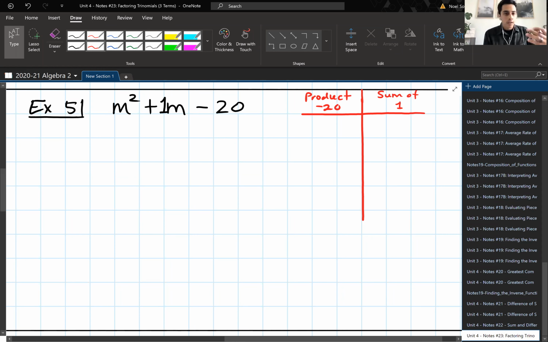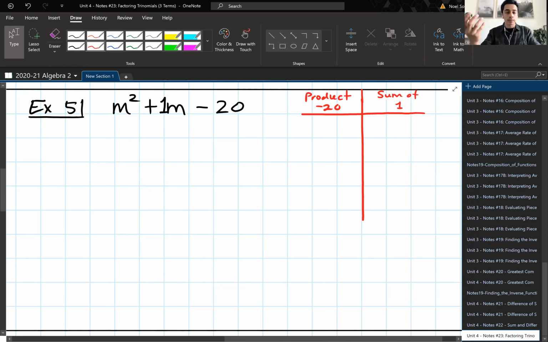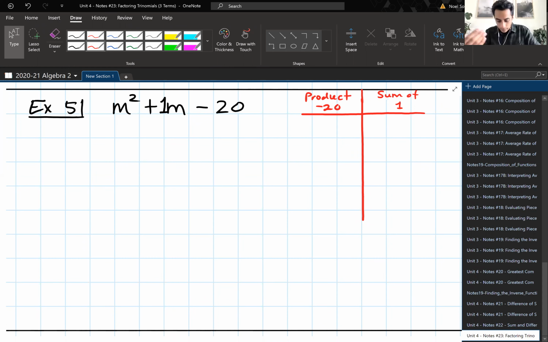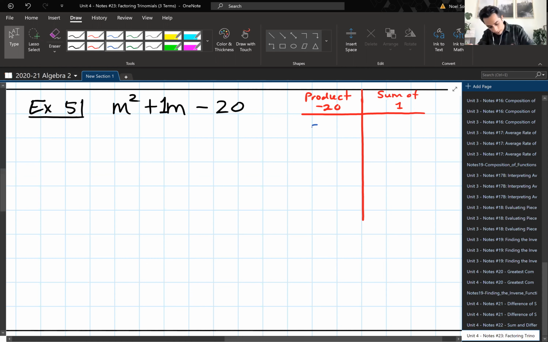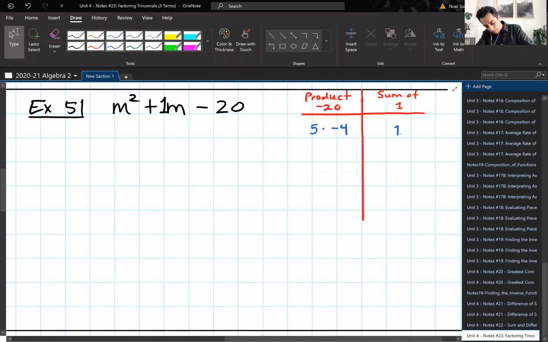Okay. So let's think. I'm going to multiply two numbers, and the product of those two numbers must be negative. And what does that tell you? If I'm going to multiply two numbers and the answer is negative, that means one of the factors must be negative. So Luis is helping us out here. The product of 5 times negative 4 gives us a product of negative 20. And if I were to add 5 with negative 4, it gives me positive 1.